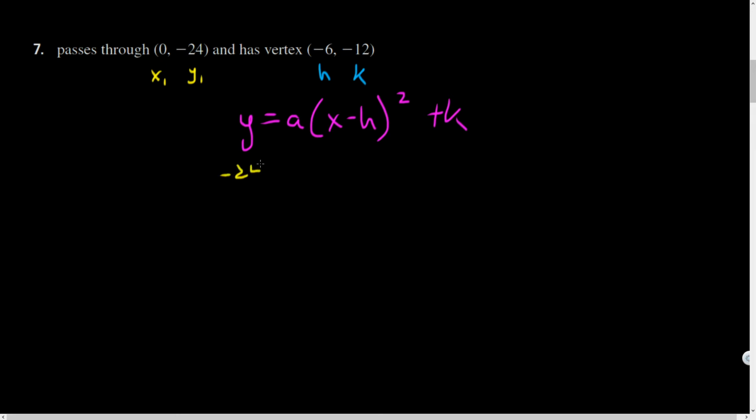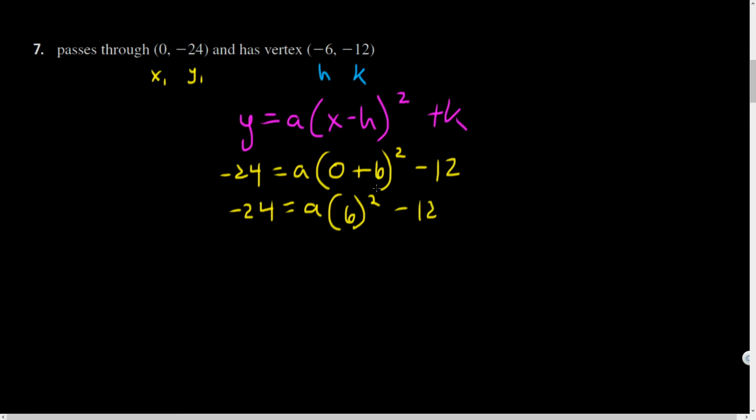So negative 24 equals, don't know a yet. X would be 0 when y is negative 24. X minus h, so minus a negative 6 is plus 6 squared, and plus k is negative 12, so I'll just write that as minus 12. So I plugged everything in, and now I'm going to find the value of a. And so 0 plus 6 is 6, and you could probably have just calculated 6 squared right off the get-go, couldn't you? You're a clever one.